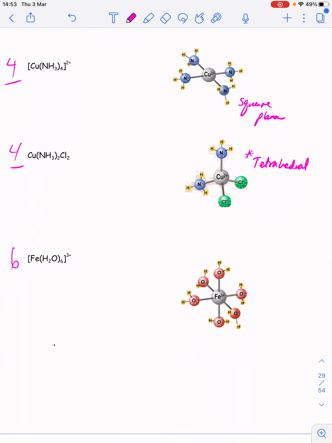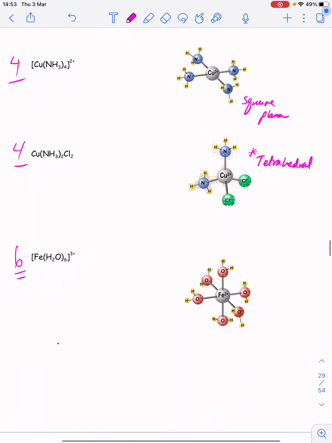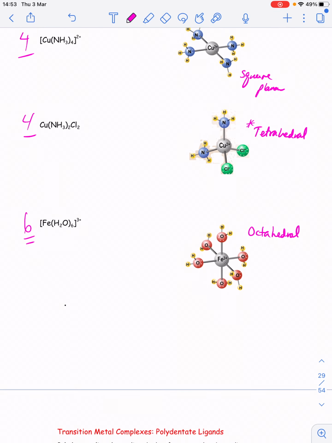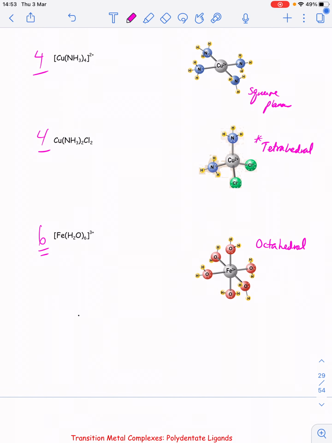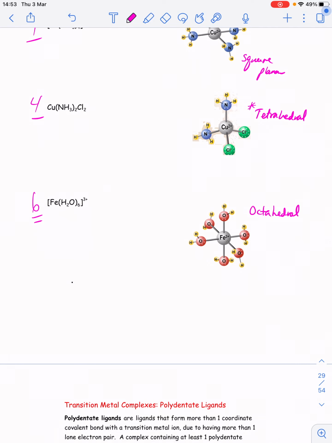The last one is when you have 6 ligands, a coordination number of 6, then we get the shape of octahedral. And this is probably the most common combination that we see. Most of the complexes that we look at have 6 ligands. Some have 4, a few have 2, but 6 is probably the most common. So octahedral complexes are quite common.